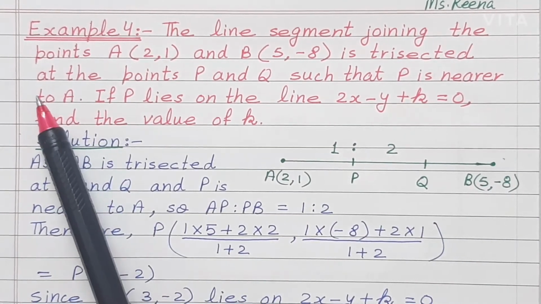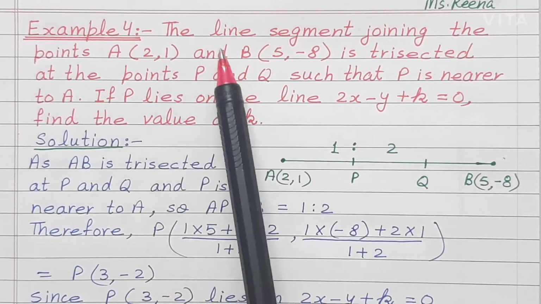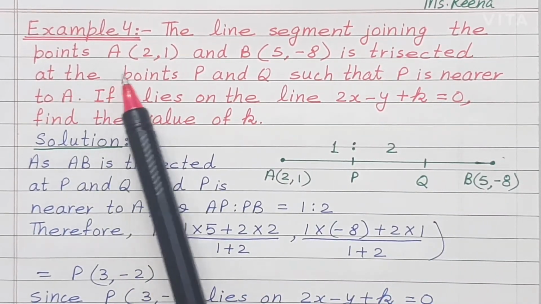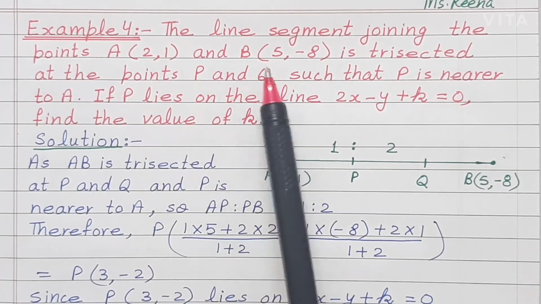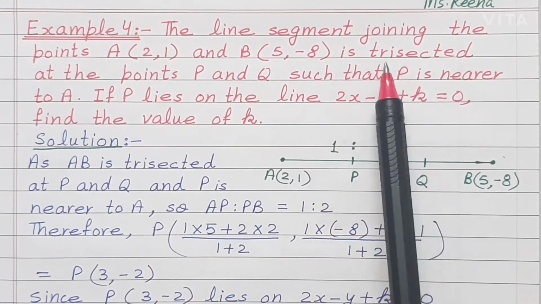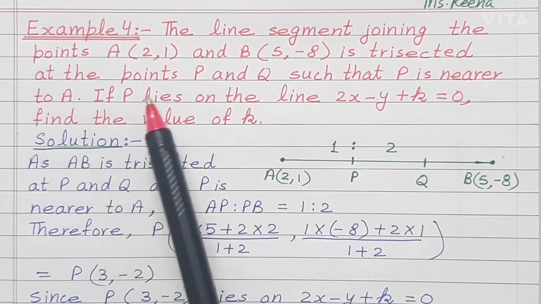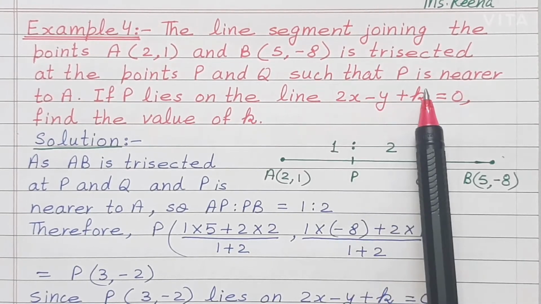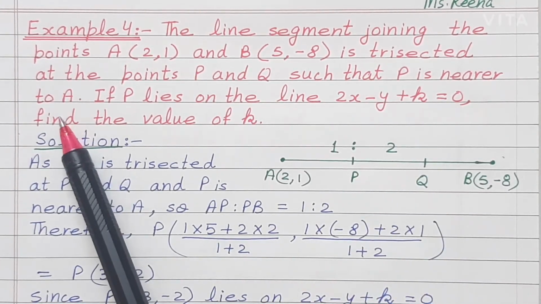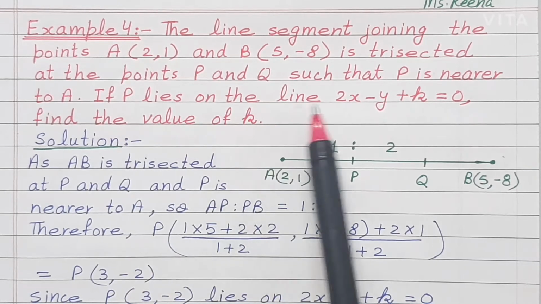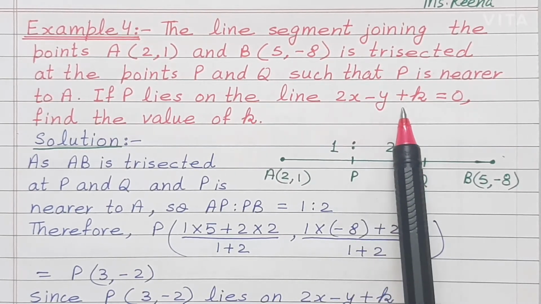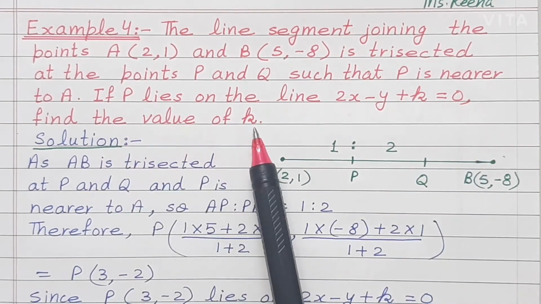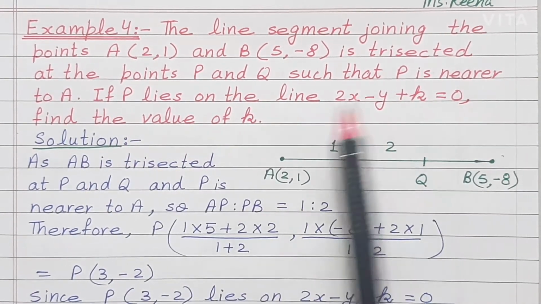Now next, example number 4: the line segment joining the points A (2, 1) and B (5, -8) is trisected at the points P and Q such that P is nearer to A. If P lies on the line 2x - y + k = 0, find the value of k. Now let us understand the question first.